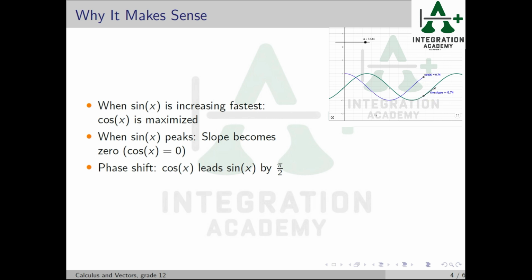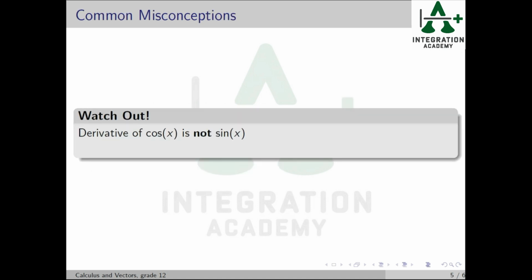A common mistake is thinking the derivative of cosine is sine. But no, the derivative of cosine is actually negative sine. Remember, derivatives of trigonometric functions often involve sign changes and phase shifts.